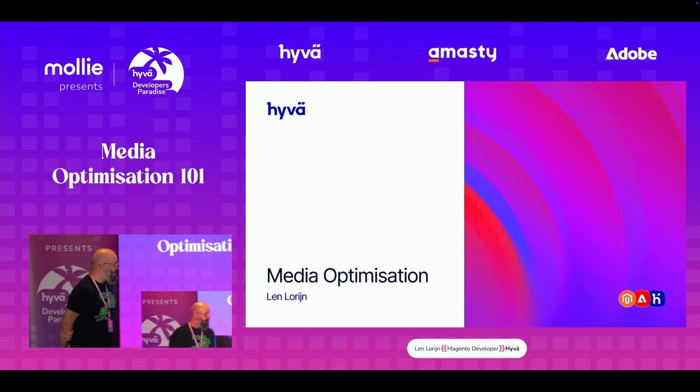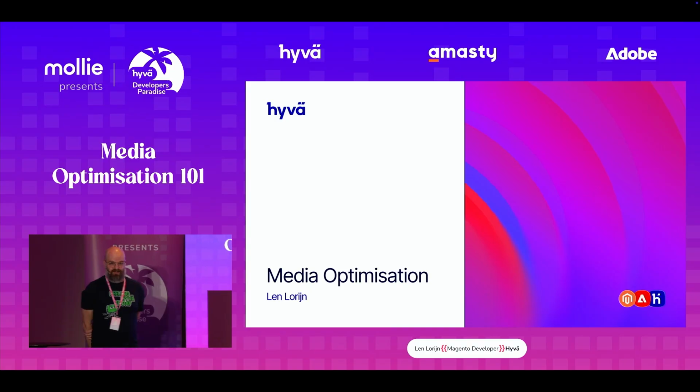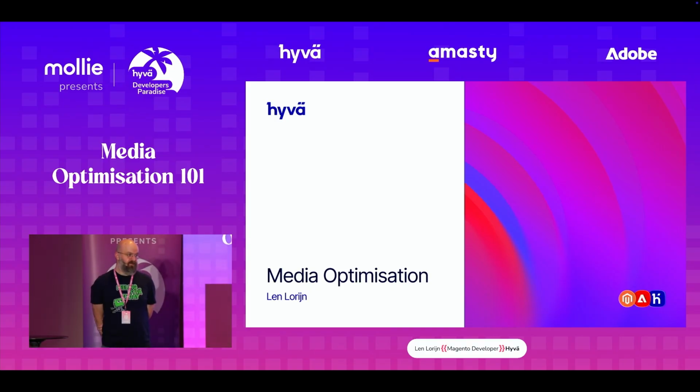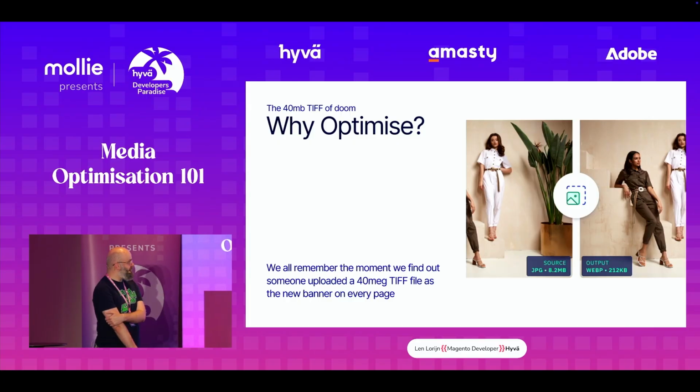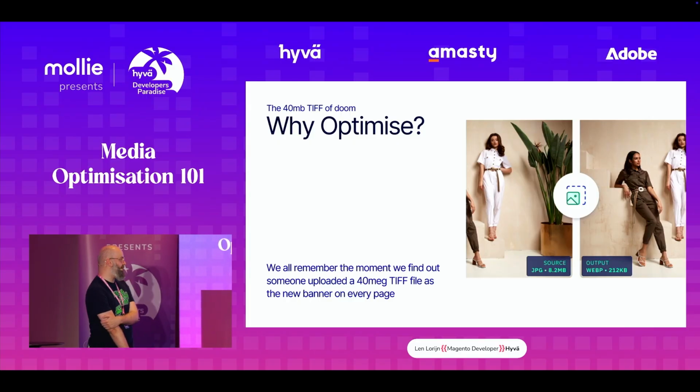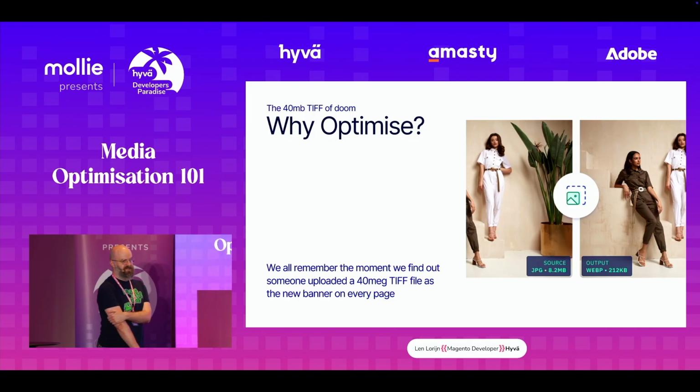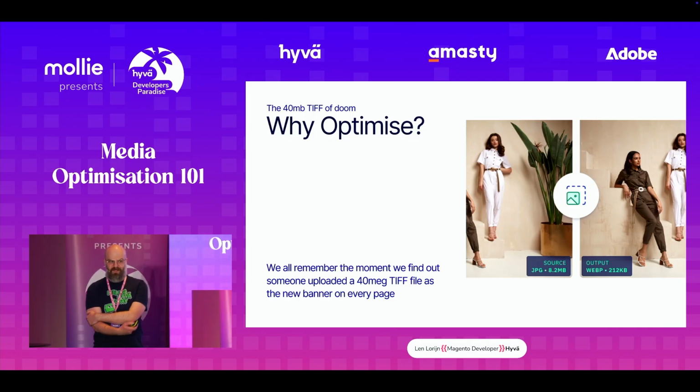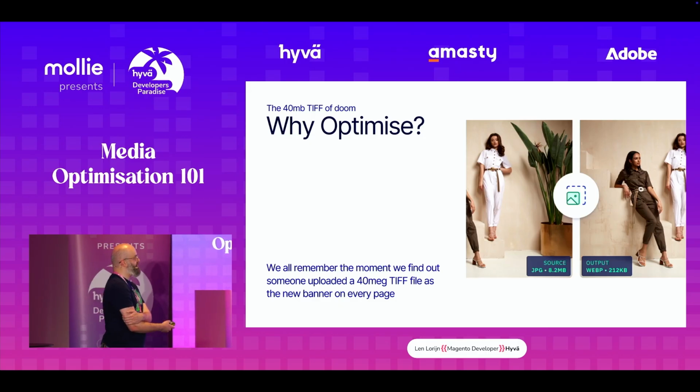So I have the great pleasure to talk to you all about media optimization, which is part of the Hyvä Commerce suite. Yeah, and the first question is really why optimize? Because it adds quite a bit of complexity. Optimizing images isn't actually super easy because optimized implies that it needs to be pretty specific. You can't just slap it on there and it works every single time. So for that complexity, it should be worth it, right?